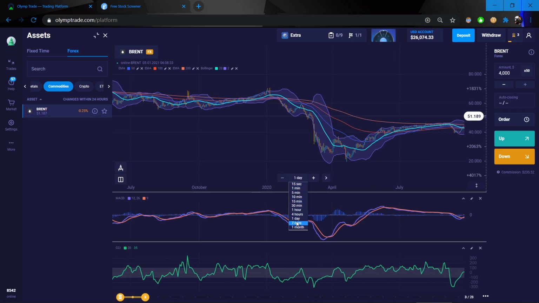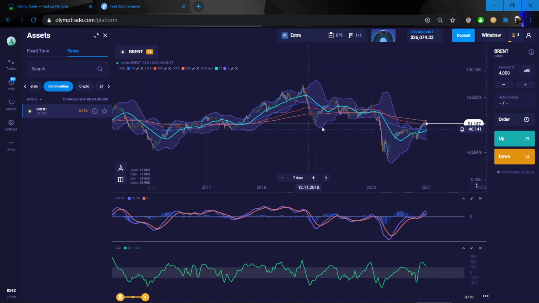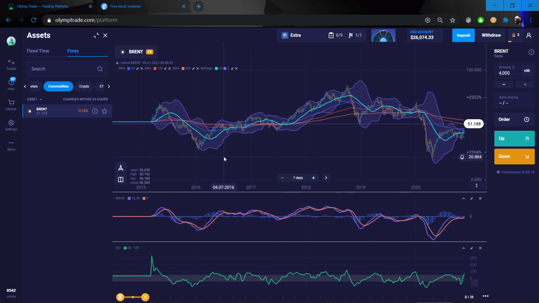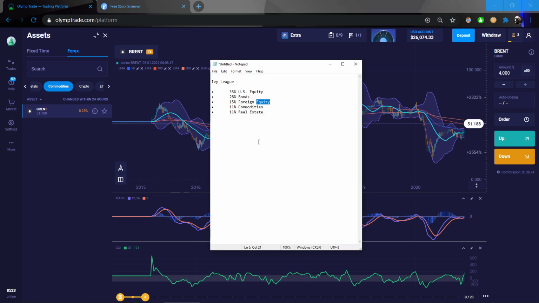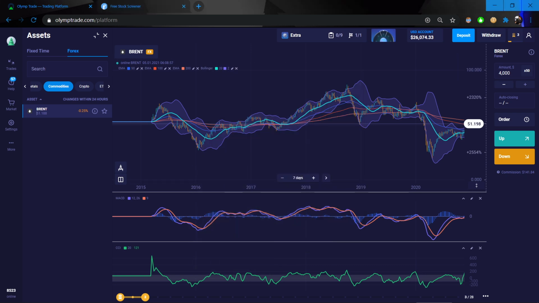If we forget about what happened in 2019 and 2020, 2016 to 2019 were good periods of growth. So keep in mind that commodities are also very good investment options. And then the last 11% is real estate. So this is a really good balance for your investment portfolio.